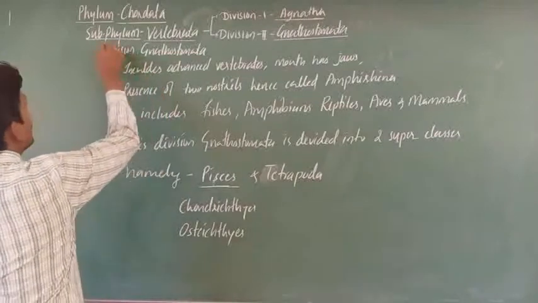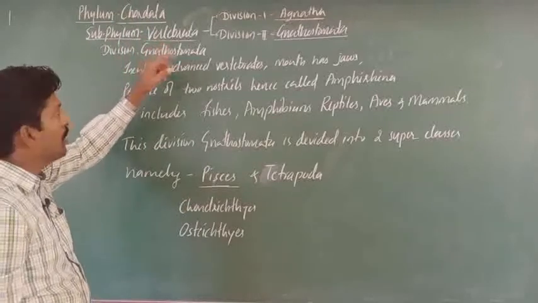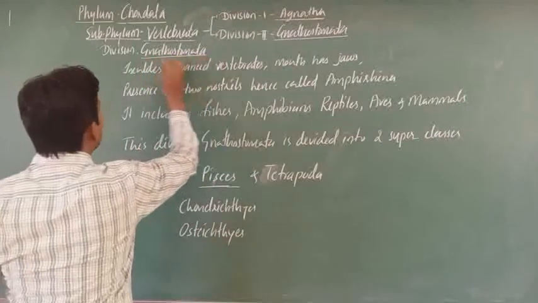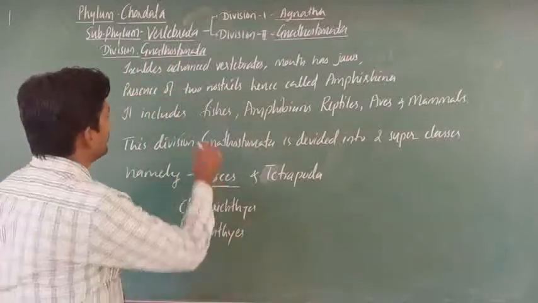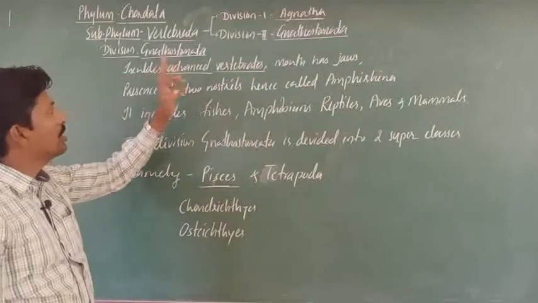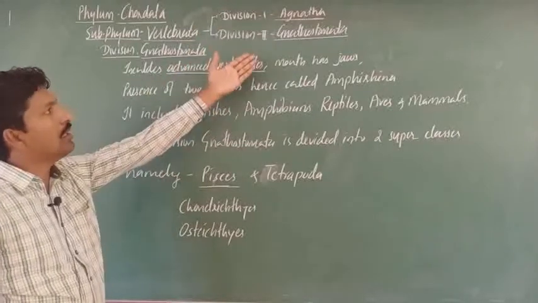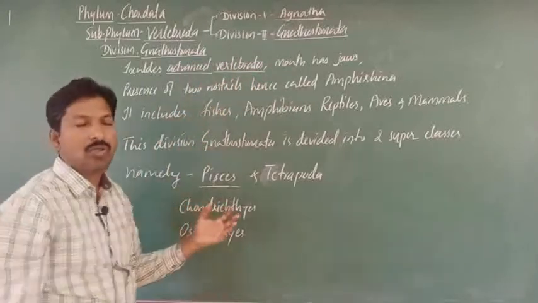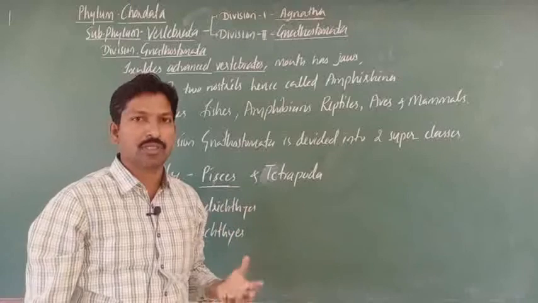In the hierarchical classification, phylum Chordata, subphylum Vertebrata, and below that the second division, Gnathostomata. Gnathostomata includes higher vertebrates, what we call advanced vertebrates. They are advanced in development and body forms, so most of the features are advanced.